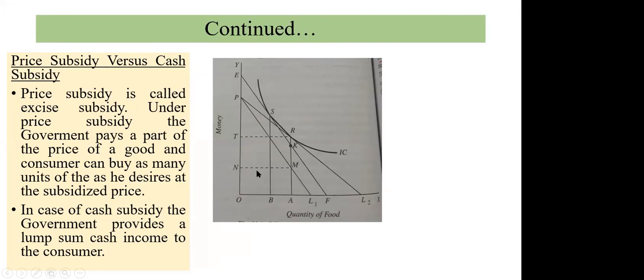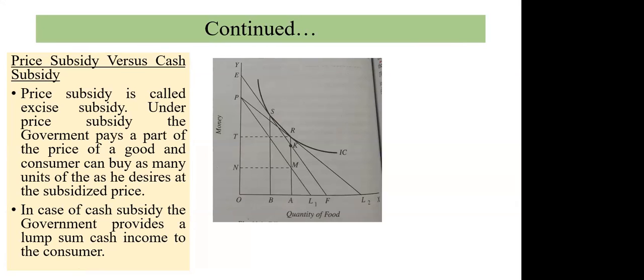How can we know that? Similarly, from the indifference curve's characteristic, the OA amount of food and OT amount of money combination gives me the same satisfaction. So I am keeping OT amount of money with me and I am paying PT amount of money for that particular amount of food.